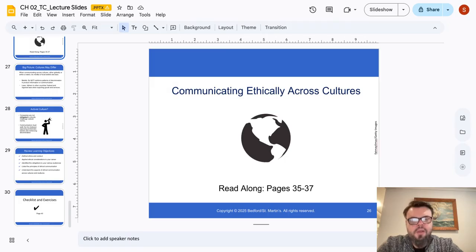At the same time, ethical communication across cultures requires sensitivity. Organizations should avoid unnecessarily provoking or offending audiences, even while remaining ethically responsible. The takeaway is that global technical communication requires balance, respecting cultural differences while refusing to contribute to harm.